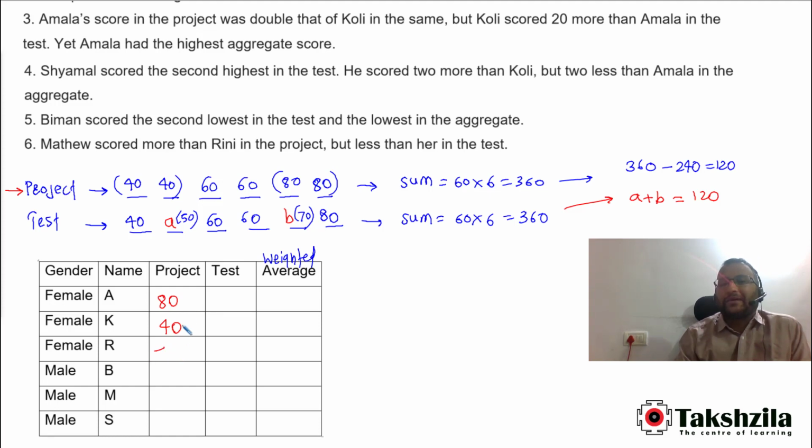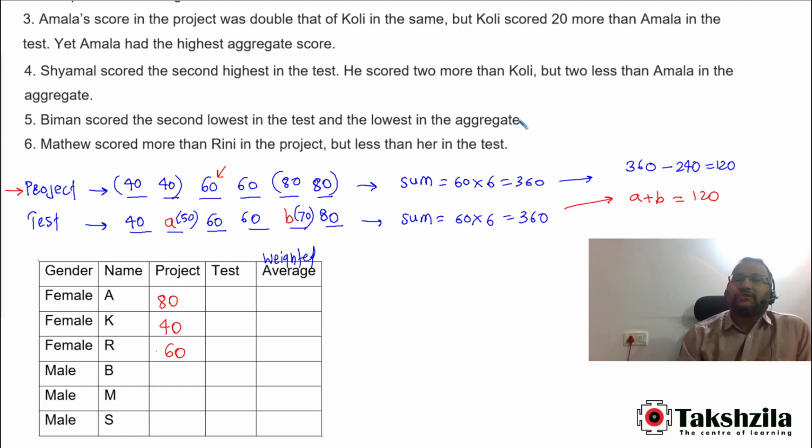No. In that case, 80 and 80, there will be a group of A and R, both are females. So R cannot have 80 marks in the project. Similarly, R cannot have 40 marks in the project. So from this we can conclude that R must have 60 marks in the project, because we cannot form a group of A and R, or a group of K and R. The group of R should be formed with some other male.